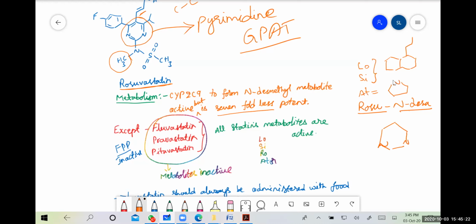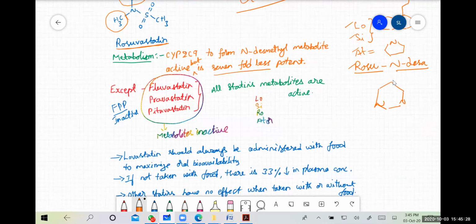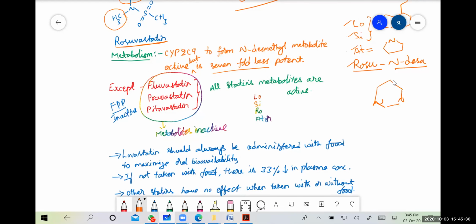Okay, and all of them, lovastatin, simvastatin, atorvastatin and rosuvastatin, the metabolites are active. So one concluding point we can make is that, except fluvastatin, pravastatin and pitavastatin, all other statin metabolites are active. Those are the metabolites of lovastatin, simvastatin, rosuvastatin, atorvastatin.